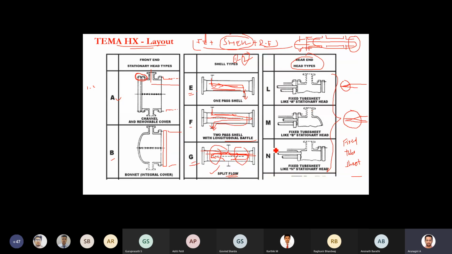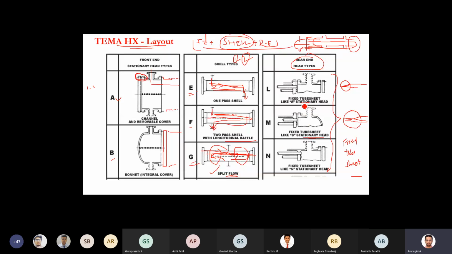So these L, M, N are similar to your A, B, C types, but they are used in the rear end of the exchanger. The configuration or the shape and other things are almost the same. A means L, B means M, C means N. So L is a fixed tube sheet exchanger like a stationary head. M means fixed tube sheet like B, stationary head.